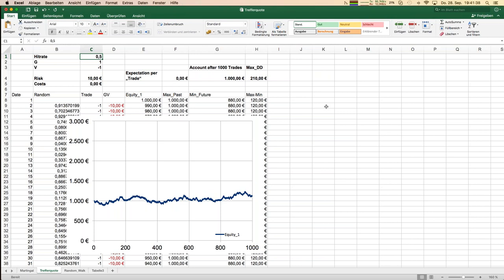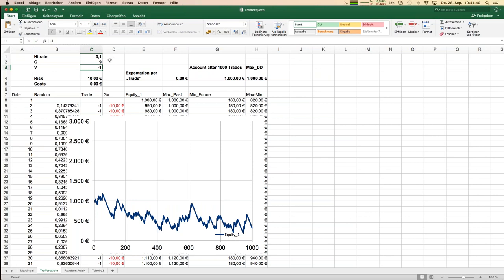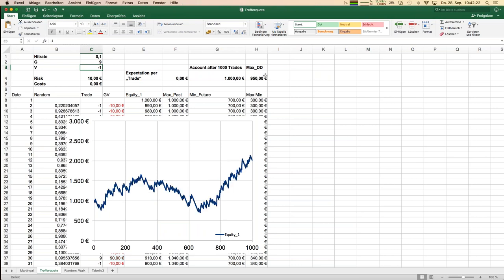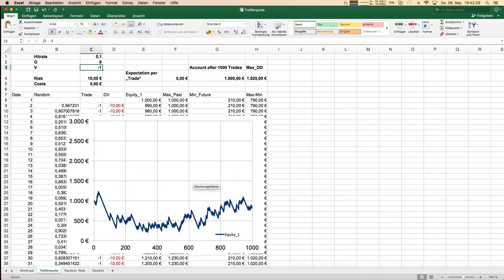And now I come to an extreme value directly. Let's assume we have a hit rate of only 10%, but on the other hand a risk-reward ratio of 9-1. Still, following simple math, the expected value is 0. So for that hit rate of 10% with a risk-reward ratio of 9-1, we can expect no gain, no loss. But you see already in the first sequence that our maximum drawdown is 1,000 euro. Let me press F9 once again: 840, 720, 900, 1,000. Oh, in this case the account would be ruined. But anyhow, you see what happens?